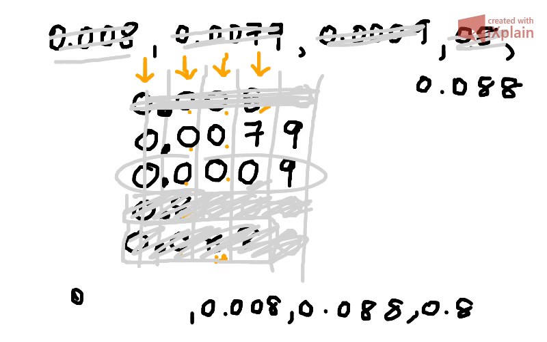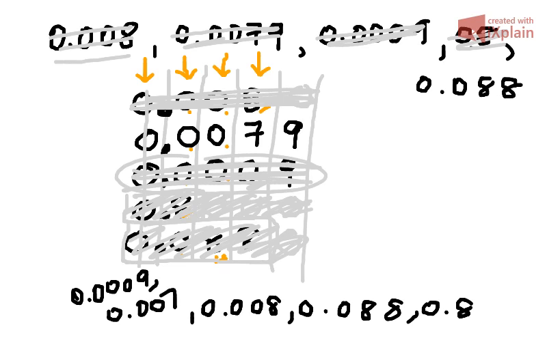So 0.0009. Then it's gone, and the one left there is the second smallest, or the fourth largest. Probably easier just to say this comes straight after. And that's it. So these numbers have been rewritten in ascending order from the smallest to largest using the strategy of lining up all the numbers with a decimal point.